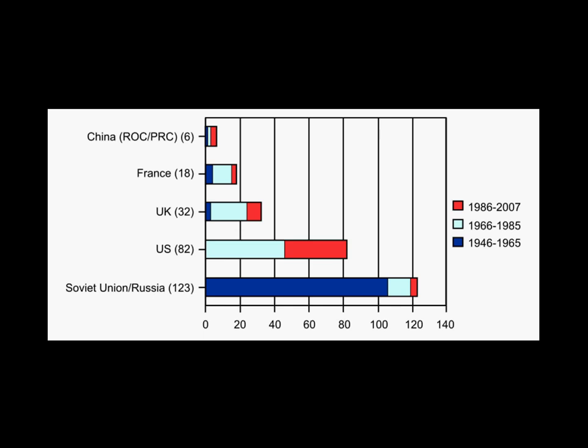So here we see the 5 permanent members of the Security Council: China, France, United Kingdom, United States, and the Soviet Union / Russia. We see 3 different colored hues: blue, a light blue, and red. The blue represents the number of vetoes each of these countries made during the early part of the Cold War from 1946 to 1965. That lightish blue is the number of vetoes that each of these states made during the latter half of the Cold War from 1966 to 1985. And the red part is the tail end of the Cold War, as well as the present, post-Cold War era.